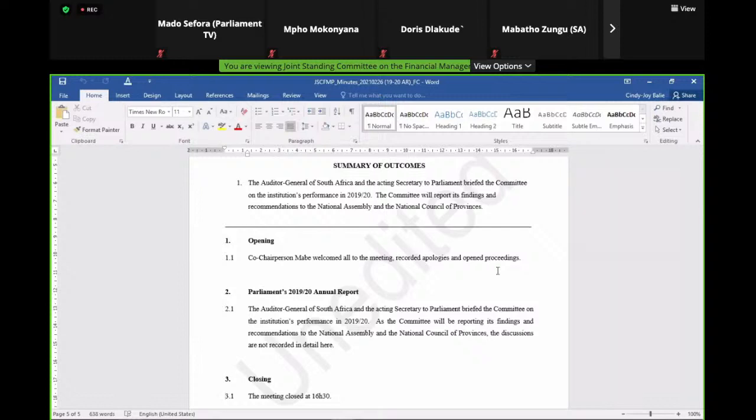Have these minutes been circulated to members? Yes, Chair, they were circulated on Wednesday. Okay. Members, can we check if there are any corrections first?